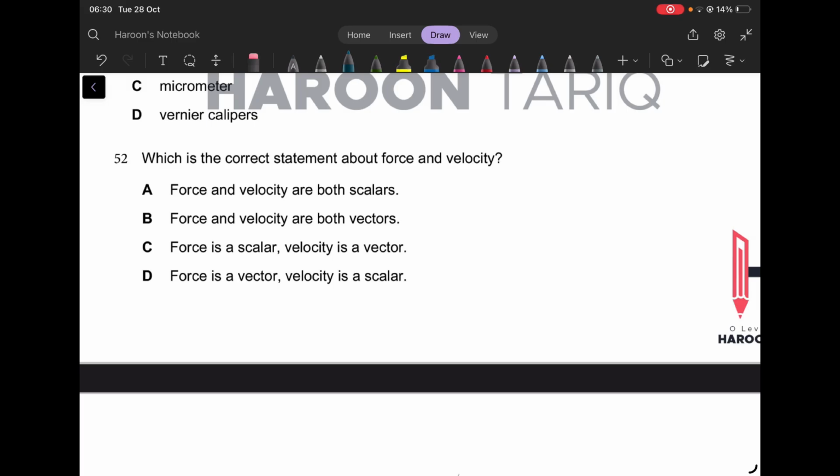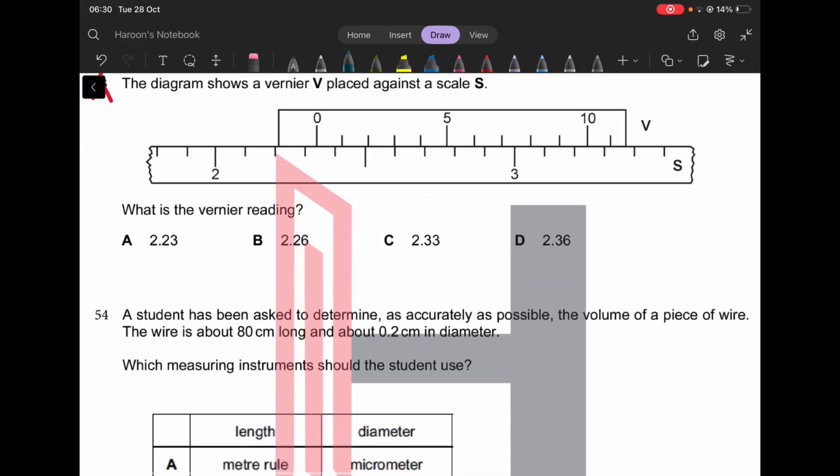Which is the correct statement about force and velocity? Both would be vector quantities. Force and velocity are both scalars? No. Force and velocity both are vectors? Yes, they are. Force is scalar? No, it is vector. Force is vector and velocity is scalar? No. Velocity is not scalar, it is vector. So B is the correct answer.